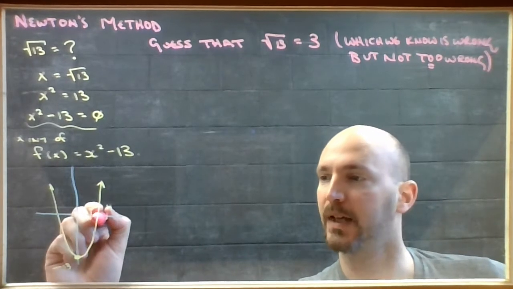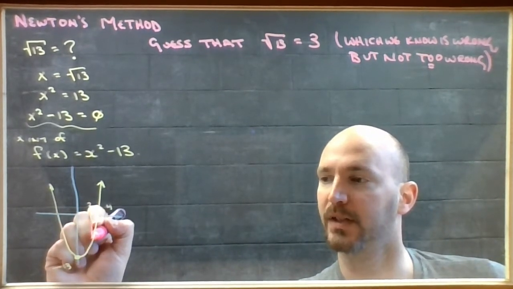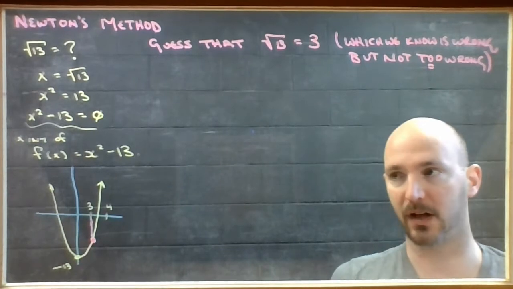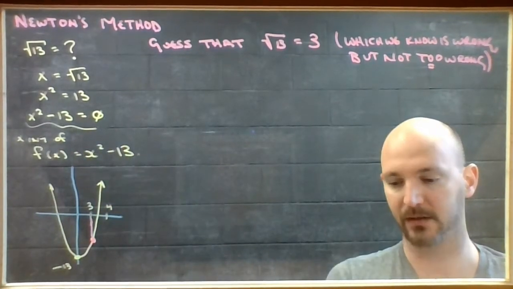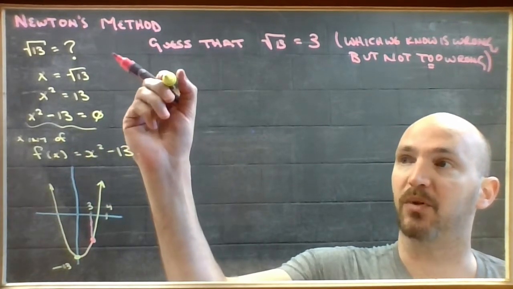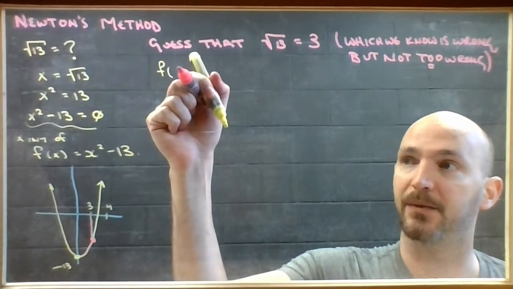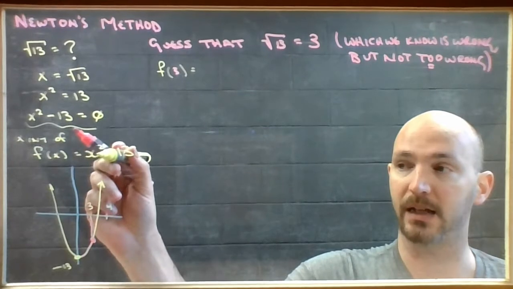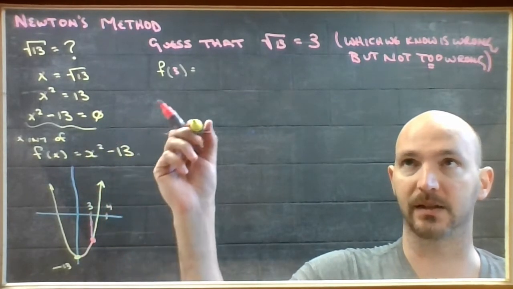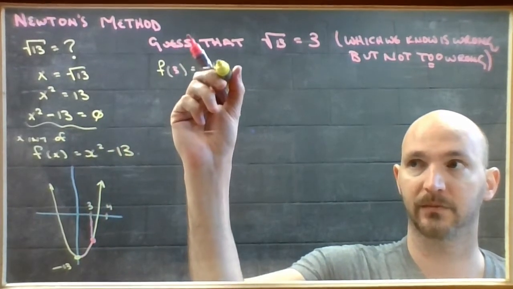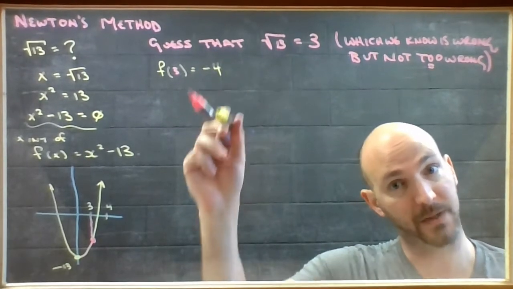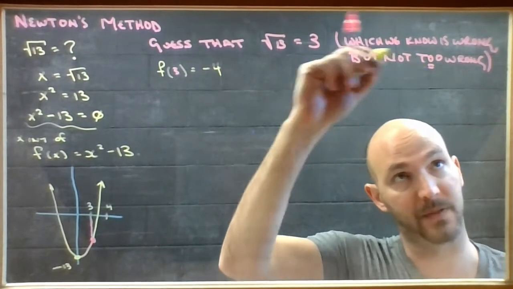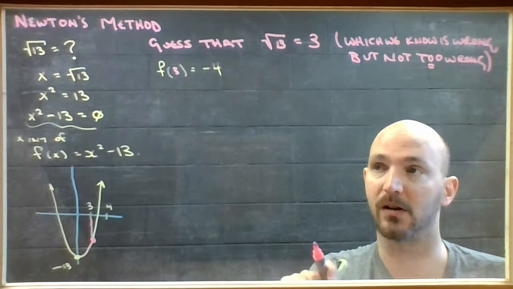Okay, good. So I'm going to guess 3. What I'm going to do then is I'm going to go to the function and I'm going to find the value of this function at 3. So the parabola I'm working with at 3: 9 minus 13 is negative 4. If I had picked the right number, that would be 0. So I'm confirming that this is in fact wrong.